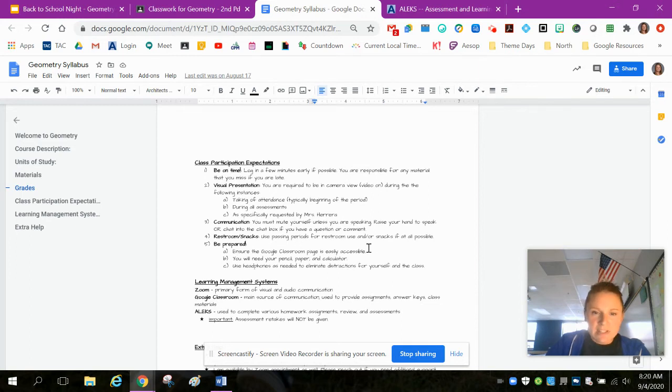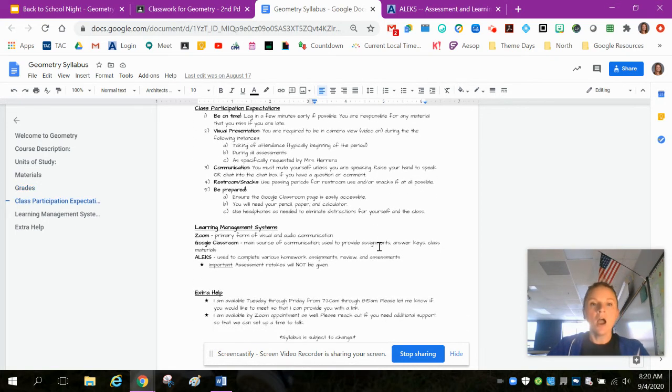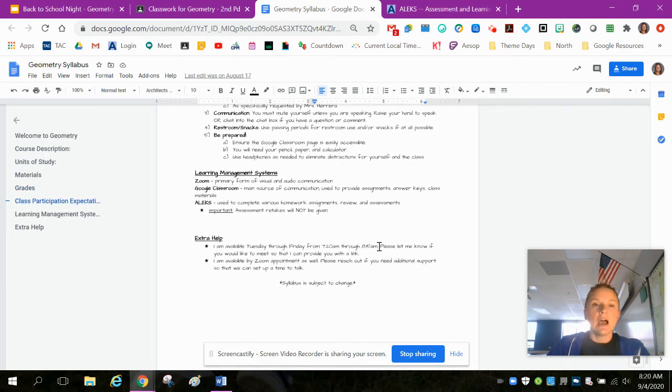Kind of skipping around here, being prepared: making sure that Google Classroom is easily accessible, because that's where everything is posted, is important. Having a pencil, paper, and calculator available. And then some students like to use headphones, but maybe those are nice if there are other distractions in the environment.